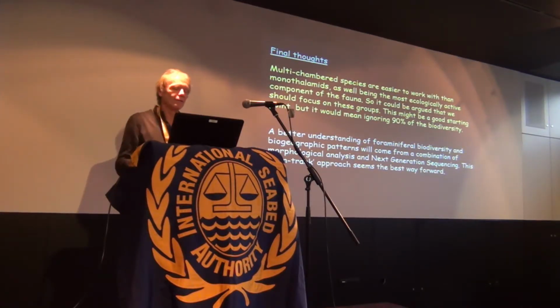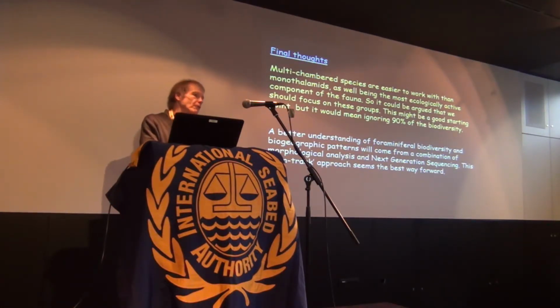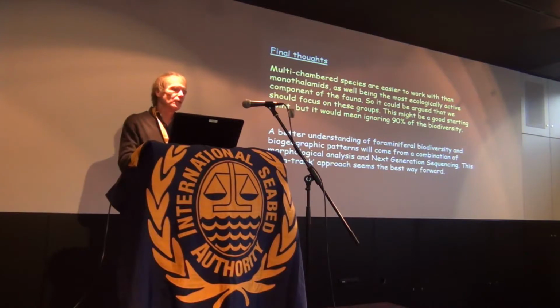My final thought, I'm coming to the end: multi-chambered species are easier to work with than monothalamids, as well as being the most ecologically active component of the fauna. So it could be argued that we should focus on these groups, because these are the ecologically important ones. If the monothalamids are too difficult, it might be logical to concentrate on the multi-chambered species, because they're easier and more important ecologically. But you will have to bear in mind that you're ignoring 90% of the biodiversity.